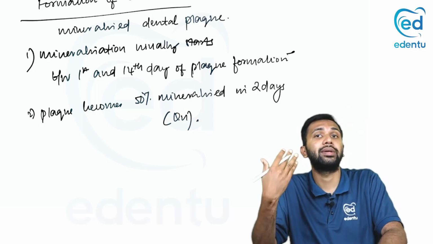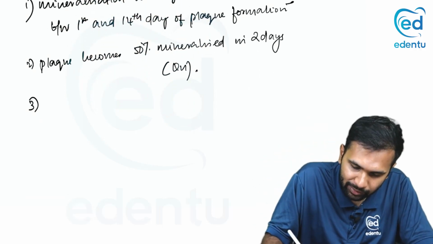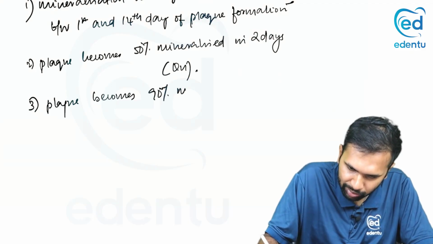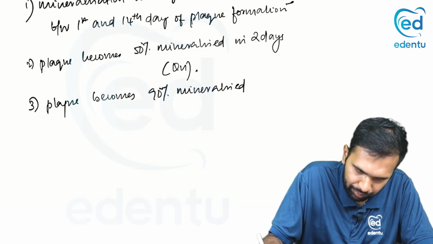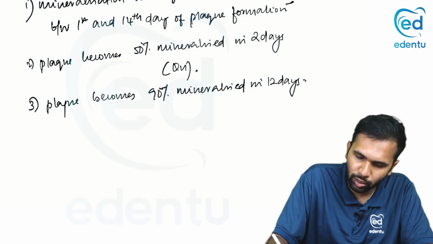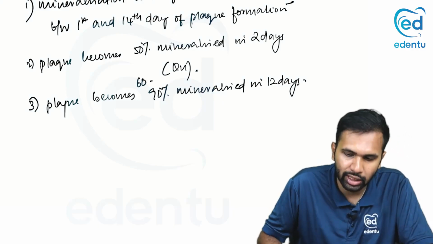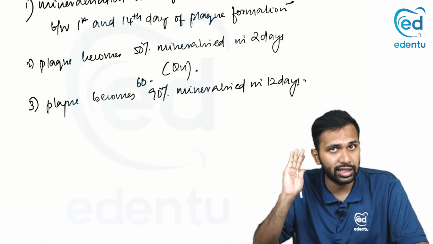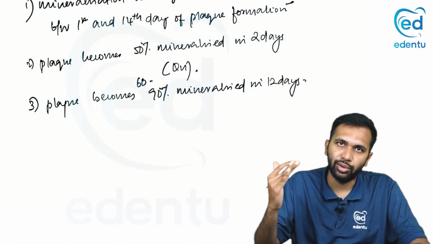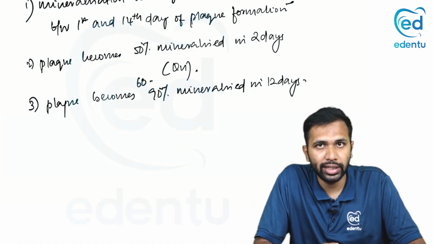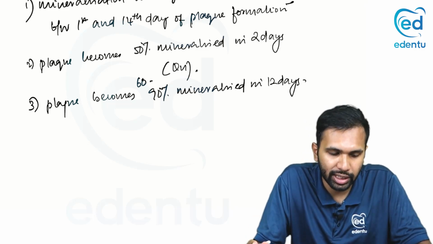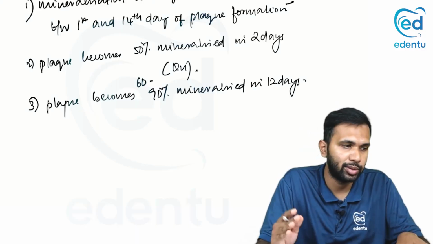Right? Half of the plaque becomes mineralized in 2 days, whereas the plaque becomes 60 to 90% mineralized in 12 days. These values are very critical. Alright? That is, I repeat, it starts to mineralize between the 1st and the 14th day. It becomes 50% mineralized by the 2nd day, and it becomes 60 to 90% mineralized by the 12th day, right? Within 12 days.